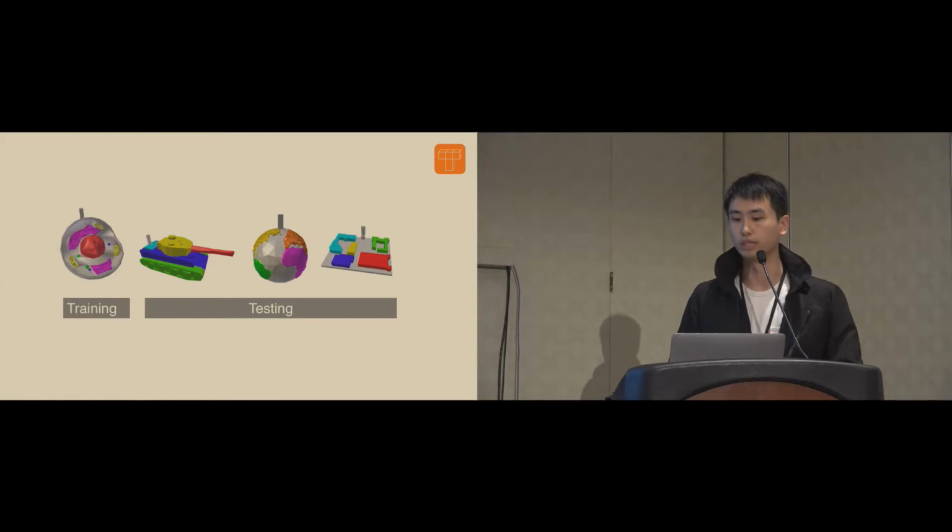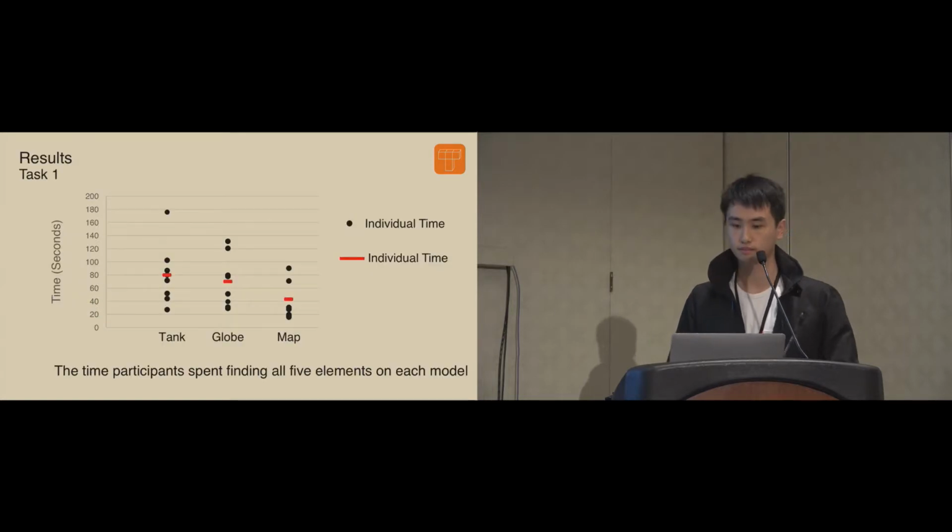In terms of models, we used a cell model for training, and the participants needed to perform task 1 and task 2 on tank, globe, and the map models. All models have 5 annotated elements.